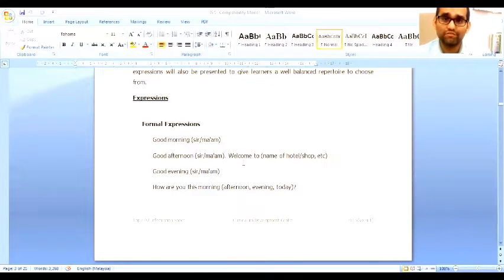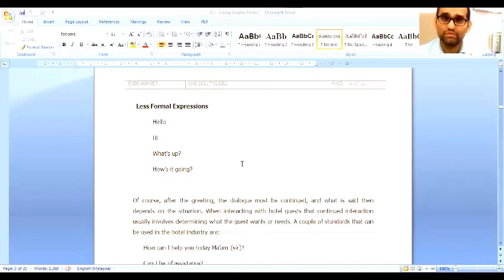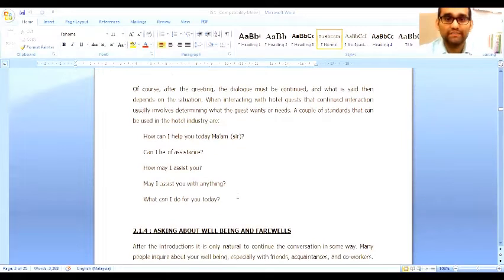But how is informal? For example, hello, hi, what's up? How's it going? So these are informal expressions. You can't use these words in formal situations. So you have to bear it in your mind. Okay, right. Next, for example, in the hotel industry, you can use something like this.